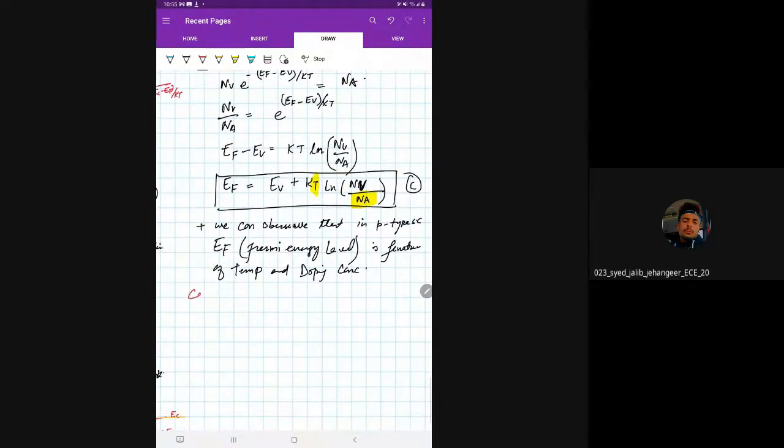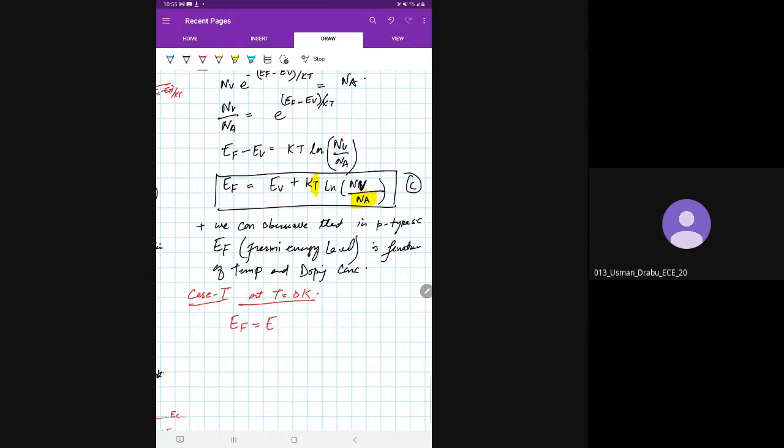So similarly, we'll take three cases here. Case 1 will be at T equal to 0 Kelvin. At T equal to 0 Kelvin, Usman will tell us. Usman is here, roll number 13. Yes, sir. What will EF be? EF equal to EV, equal to?